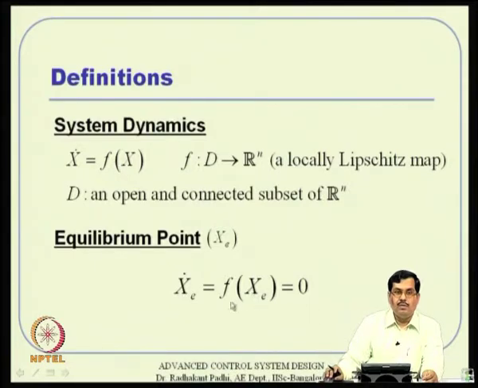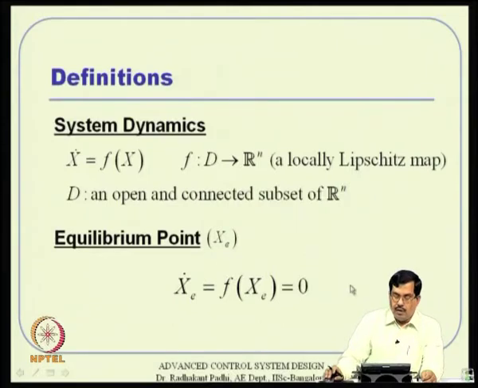So, x c dot is f of x c equal to 0. The solution of that will give you x c, and remember this x c solution need not be unique. Now, this is a nonlinear function, and this equation may have multiple solutions. So, you will be left with a number of choices for x c, and for each of these equilibrium points we are interested in analyzing the stability behavior.